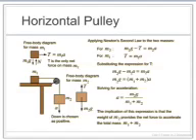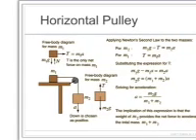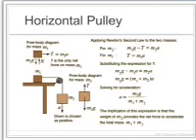So a horizontal pulley will always involve a table right here, and then mass 1 always sits on the table. So mass 1 always on the table. Doesn't matter how big or small it is, it will always be the one on the table. And then mass 2, it'll say something like it's hanging.